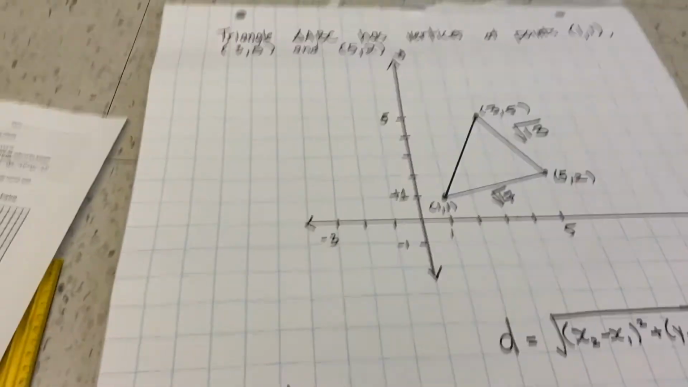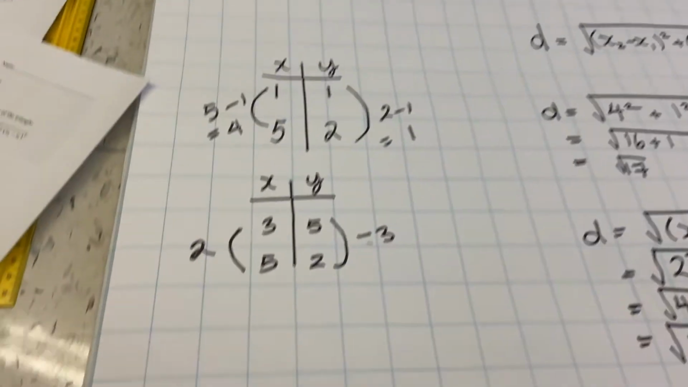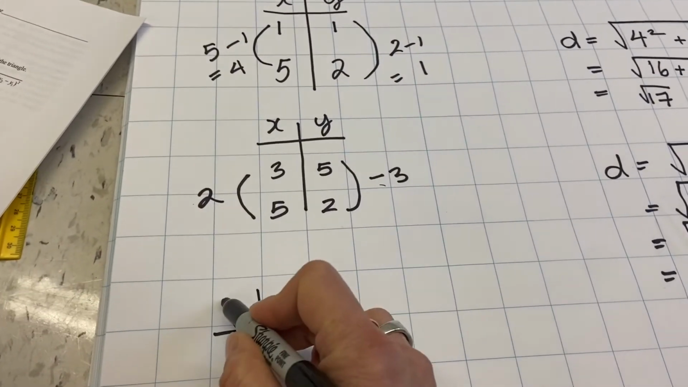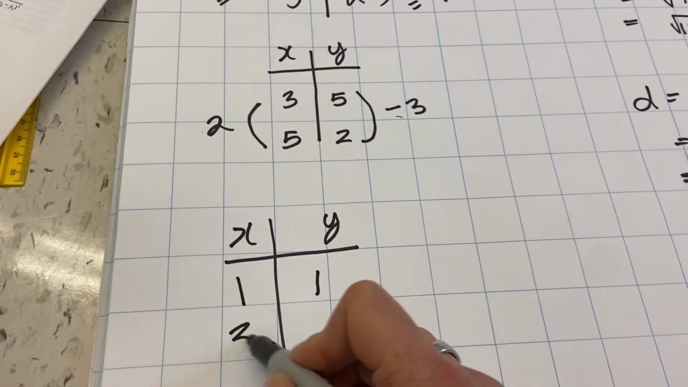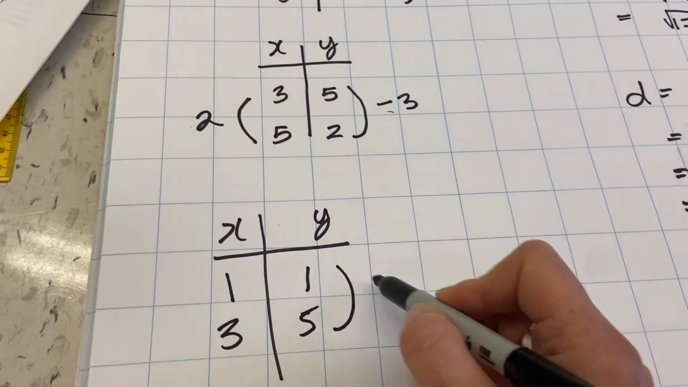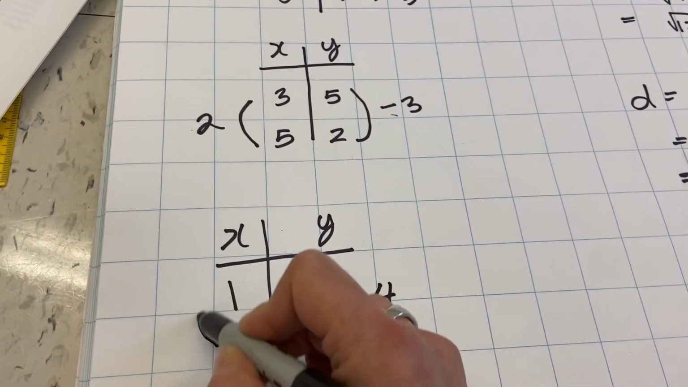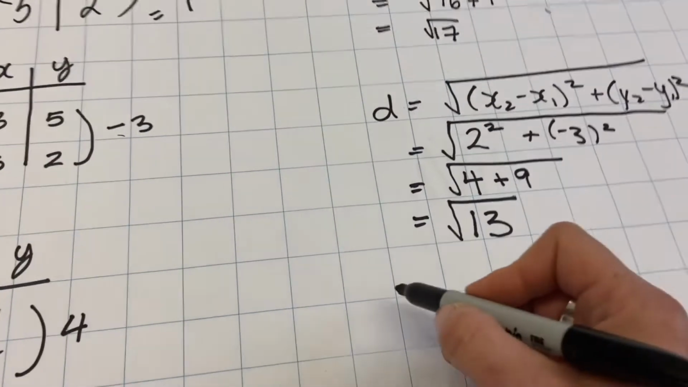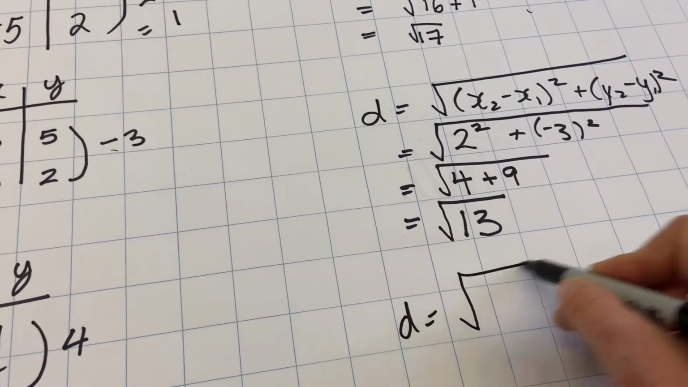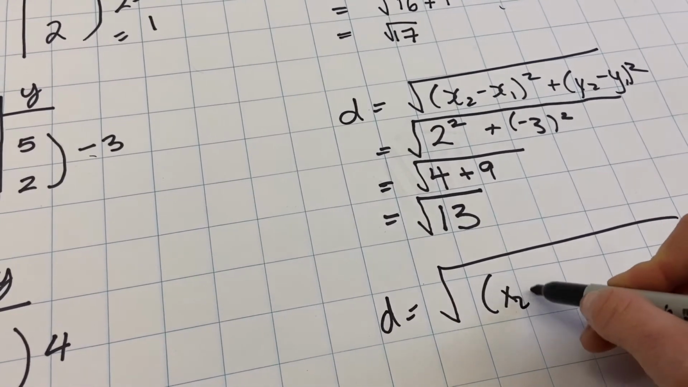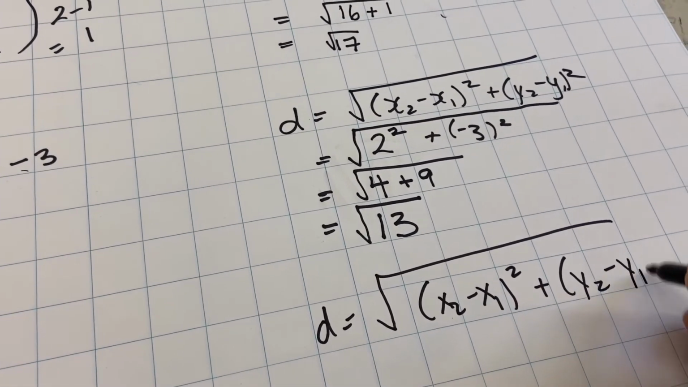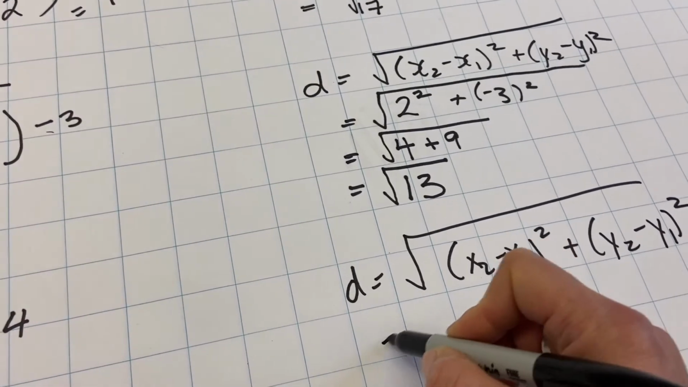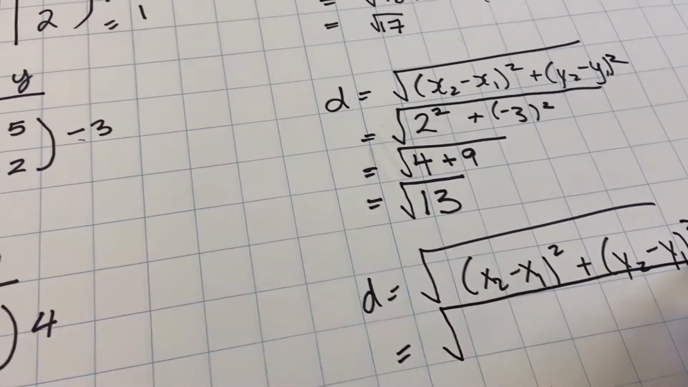Last but not least, we need to find the distance between these last 2 points. So I'm going to make a table of values one more time. X, Y. My points are (1, 1) and (3, 5). I know I need to subtract. 5 minus 1 is 4. 3 minus 1 is 2. I'm going to write my equation down. D is equal to the square root of (x2 minus x1) squared plus (y2 minus y1) squared. I did my subtracting already.